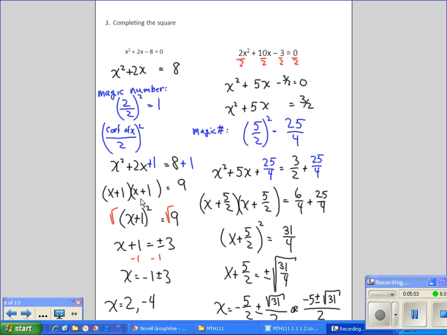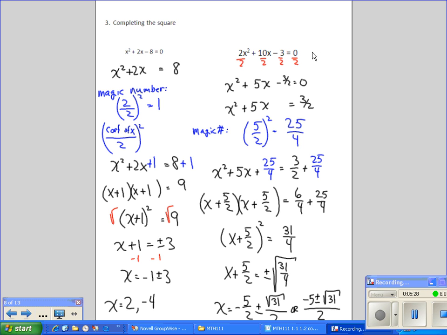Once we have these matching factors, we can write it as (x + 1) squared, and the right side of our equation, after we added the 1, we've got the 9. And now we can solve by the square root method. Taking the square root of both sides, x + 1 equals plus or minus 3. Subtract the 1: negative 1 plus 3 is 2, and negative 1 subtract 3 is negative 4. This one came out very nicely as far as the numbers.